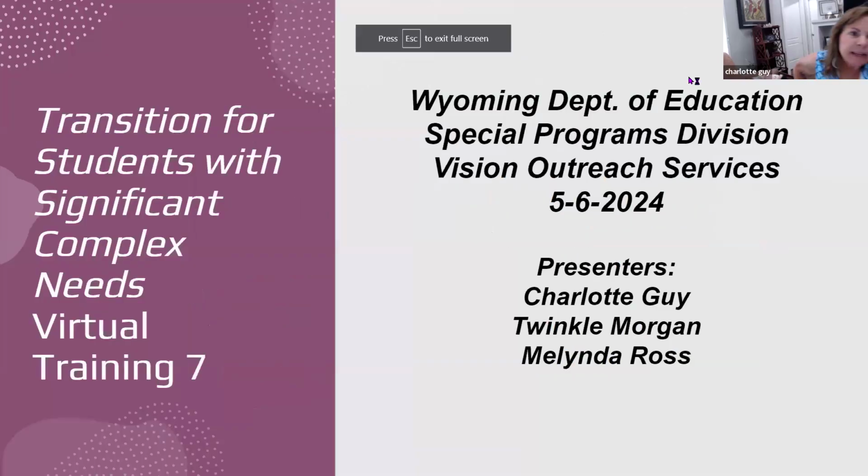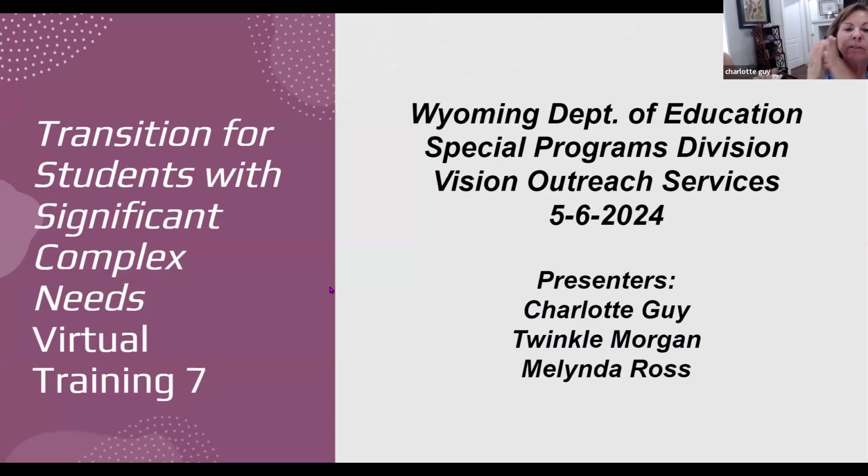Okay, this is virtual training 7 that we're starting on today, and we only have one more training session the end of May, and then we will pick back up in August when school starts back again. So today I'll be presenting Twinkle and Melynda for the virtual training 7.